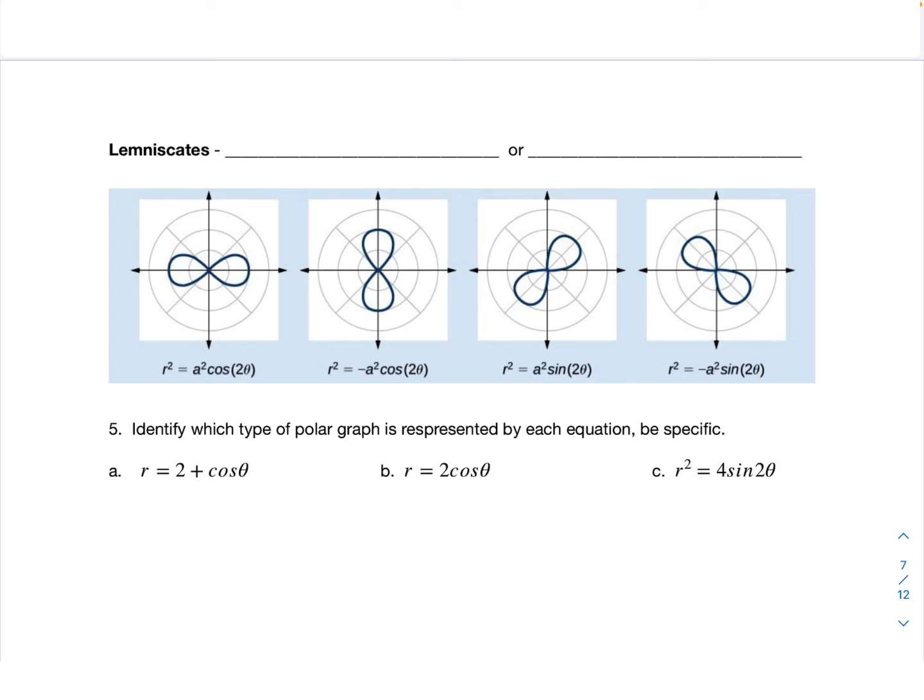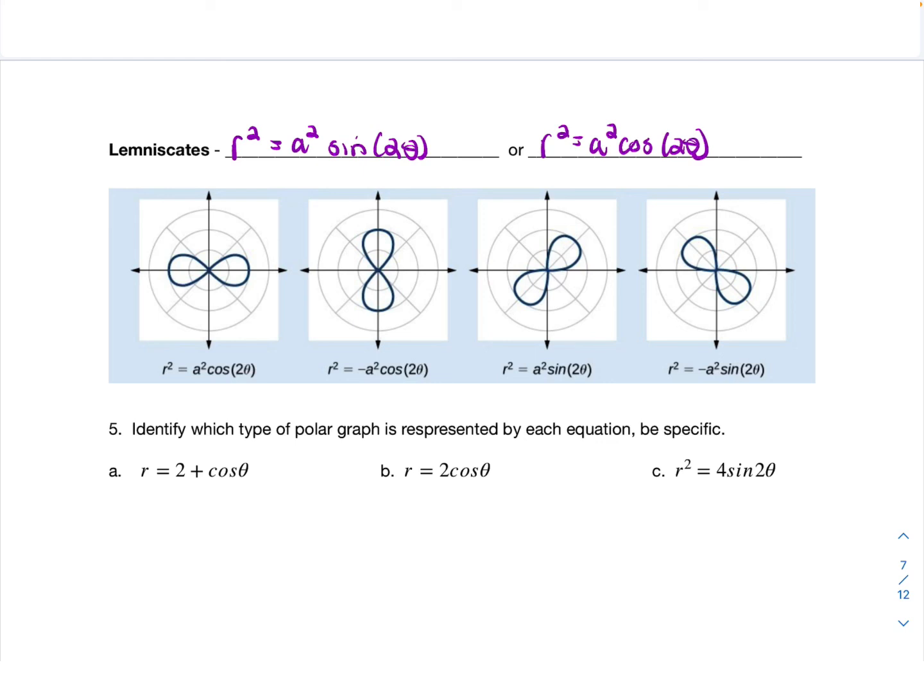The last type of special graph we're going to look at are limacons. I'm not sure if I'm saying that right, but lemniscates, sometimes I hear it that way. They kind of look like the absolute value, or the infinity symbol is what I think about. It's in the form r squared is equal to a squared sine of 2 theta, or r squared equals a squared cosine of 2 theta. Again, it shows you the slant of the infinity sign based on if it's sine or cosine.